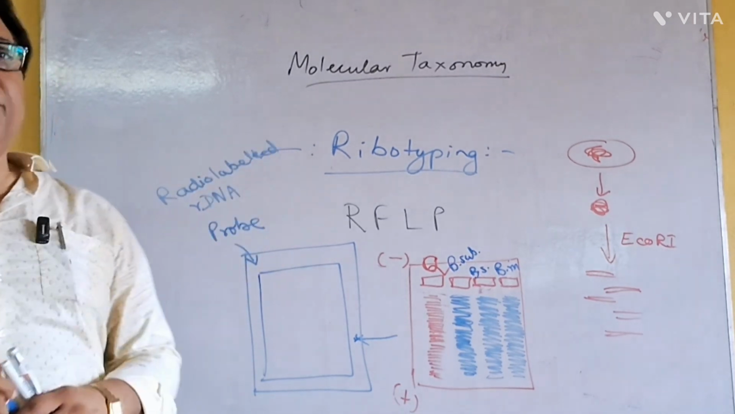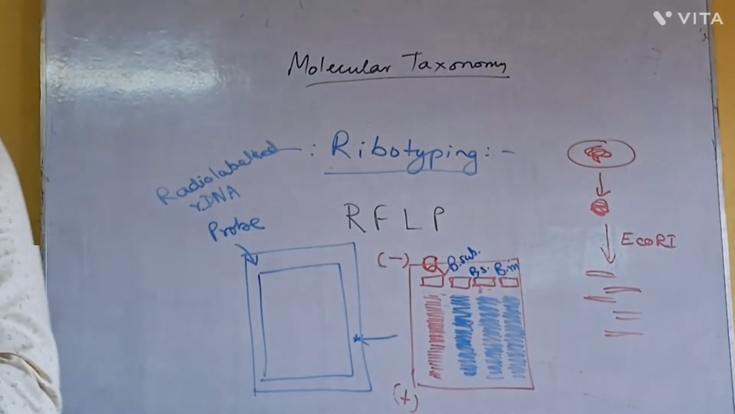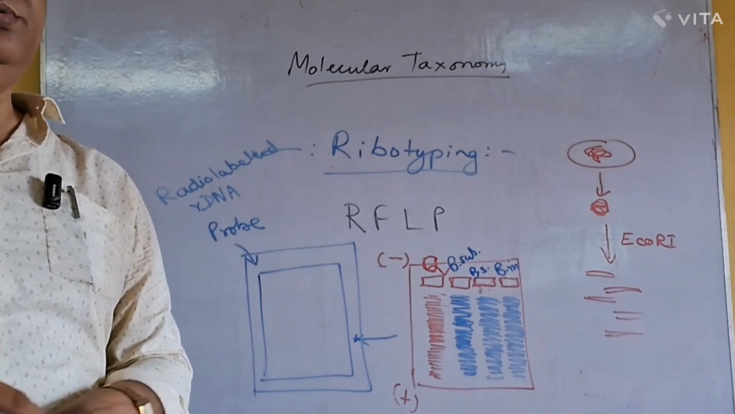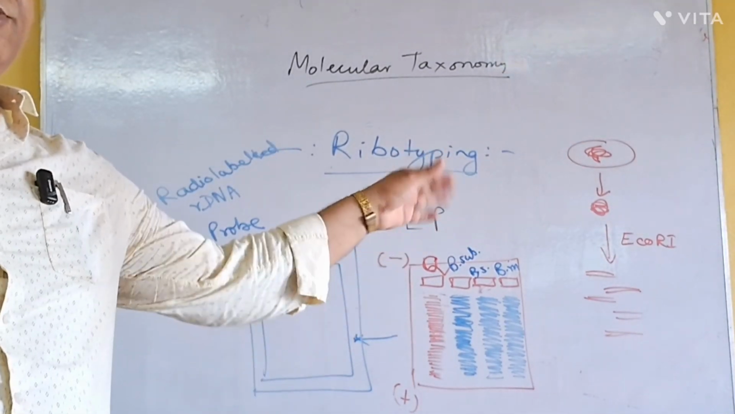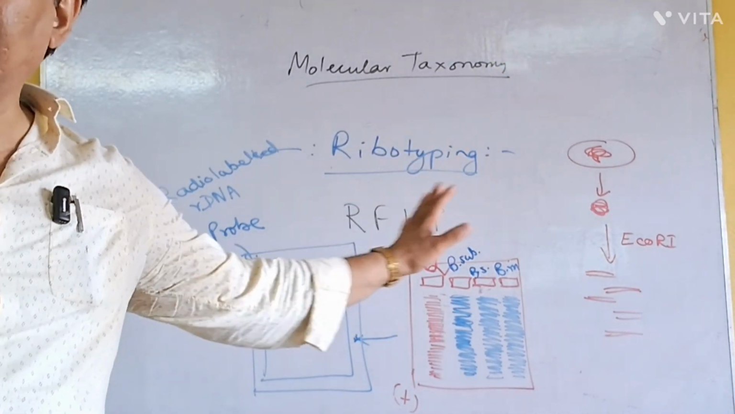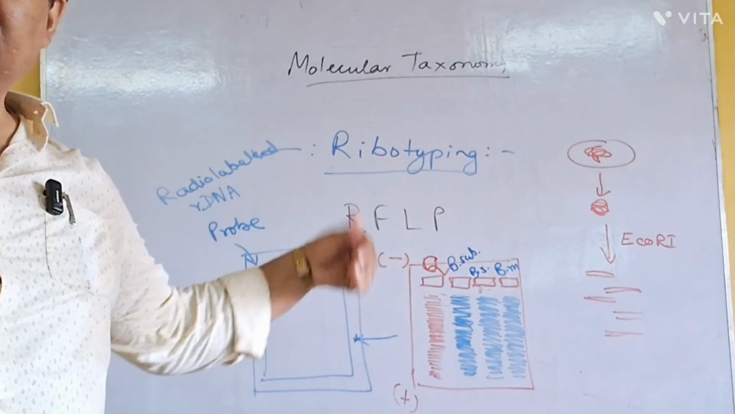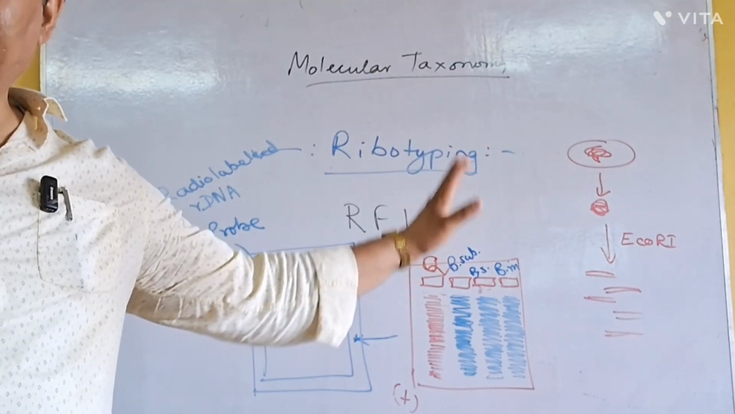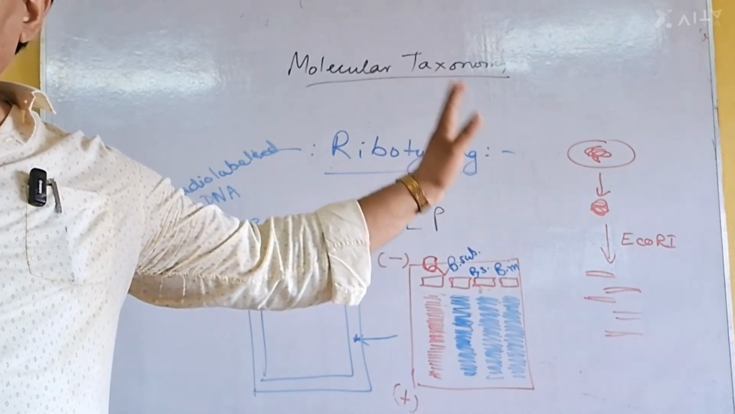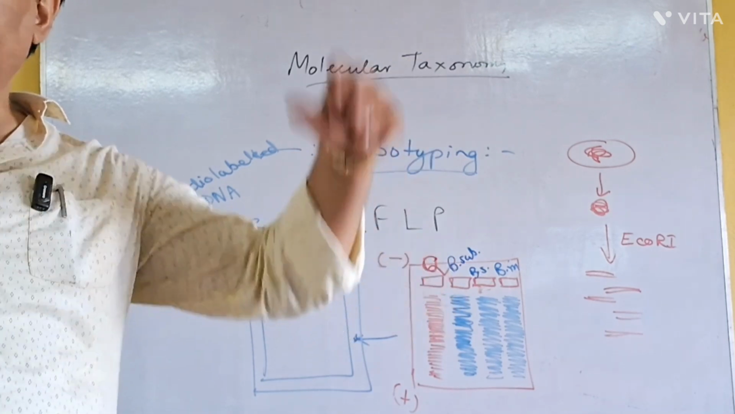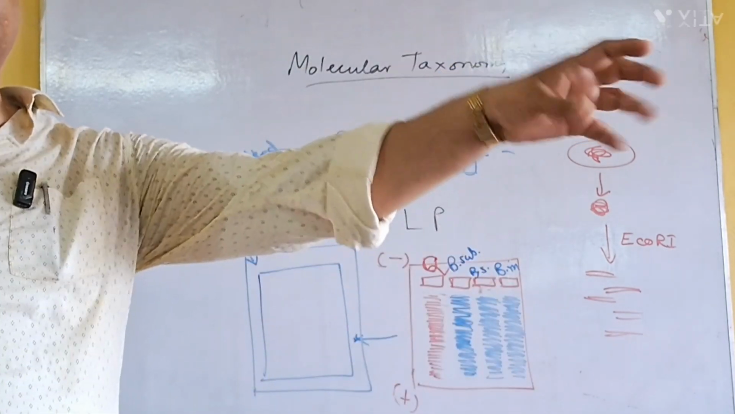Whenever I or anyone says radio labelled, you think about a radioisotope, maybe, in case of molecular biology, P32. When we are talking about DNA, P32. When we are talking about protein, it is S35 methionine. When you are talking about a certain biochemical pathway, it is C14.